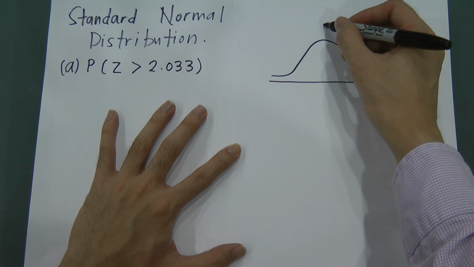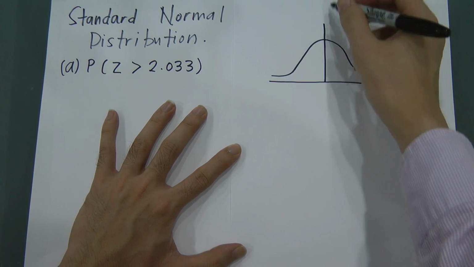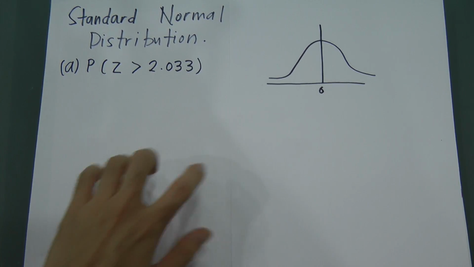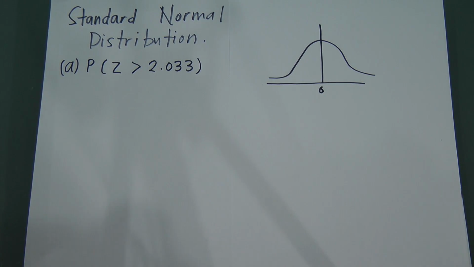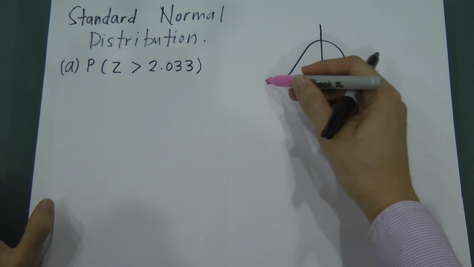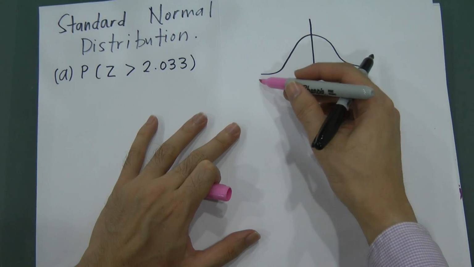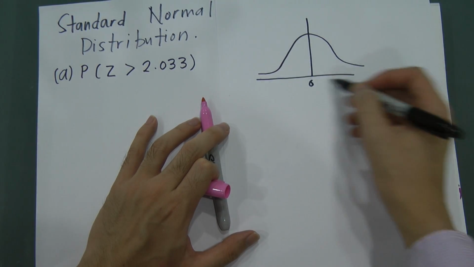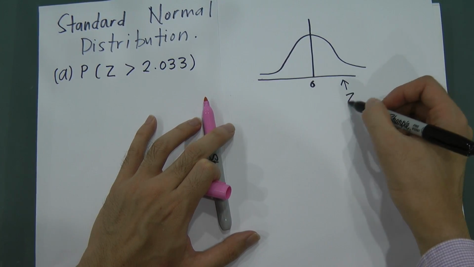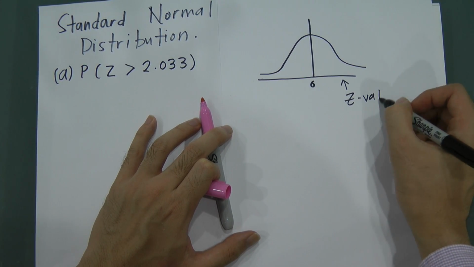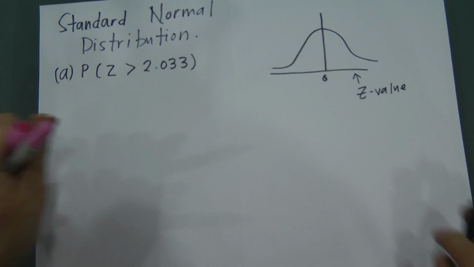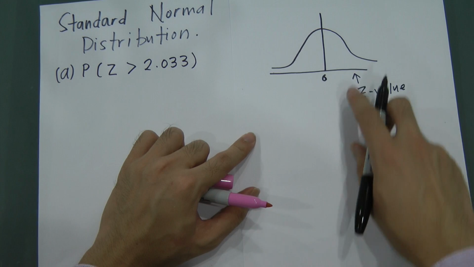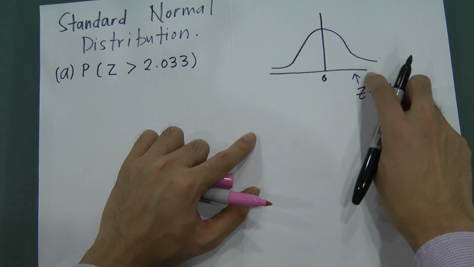And then you will see a straight line like the y-axis, which cuts here at 0. First, you have to know that the line here is about the z value. So on this straight line you have the z value, which is something like probability z is bigger than 2.033. That means the 2.033 will be on this straight line.